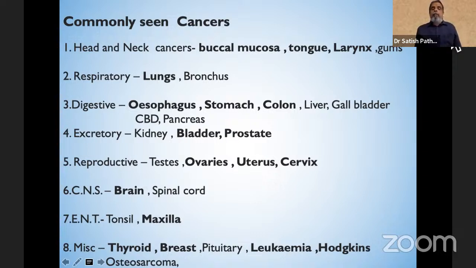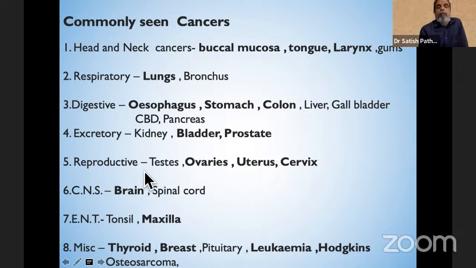In respiratory system, lungs and bronchus. I have made this bold at places. So these are the common. Usually you will find more cases. The lungs, you will find more cases. Digestive system, you will find more cases of esophagus, stomach, colon. You may also find in liver, gallbladder, CBD, and pancreas. In excretory system, you will find in the kidney, bladder, or prostate. But in bladder and prostate, it is more common.